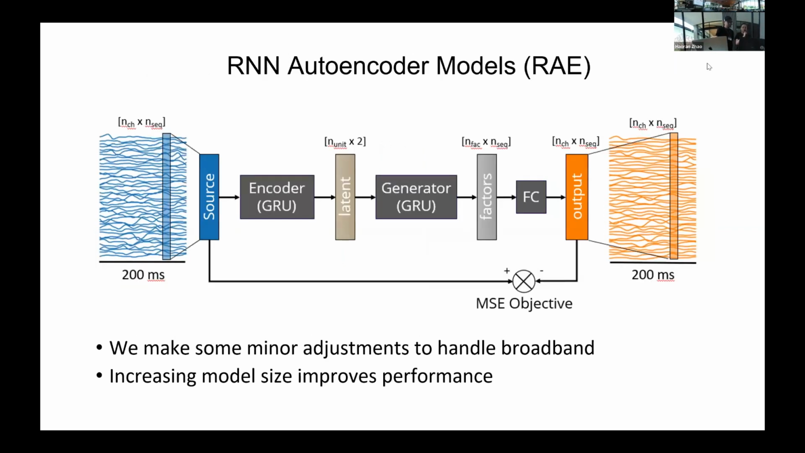If we make some minor adjustments to handle the broadband, we get this RNN autoencoder model, or an RAE. We also know from preliminary experiments that this RAE is able to reconstruct signals with some accuracy, but the accuracy decreases as we ask it to reconstruct higher frequency signals. Those higher frequency signals are known to correlate with a lot of movement activity, so we want to keep that accuracy and that information. If we increase the model size, we increase performance, but increasing the model size is not scalable. So what now?